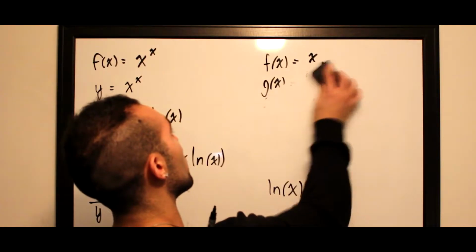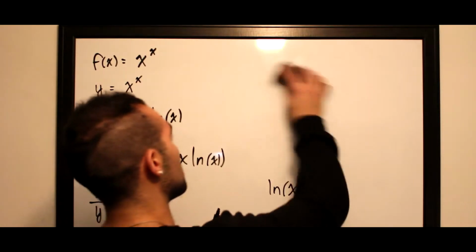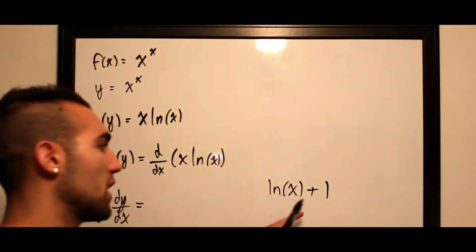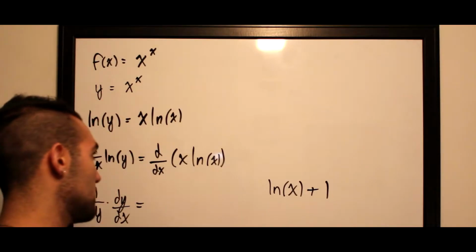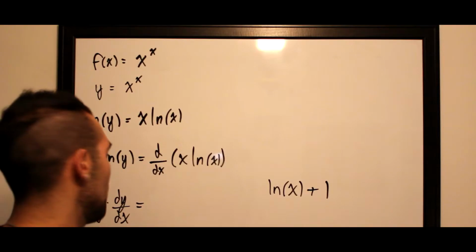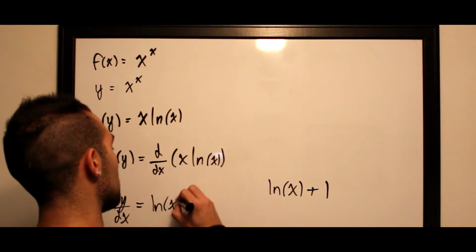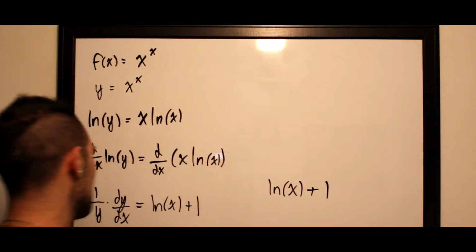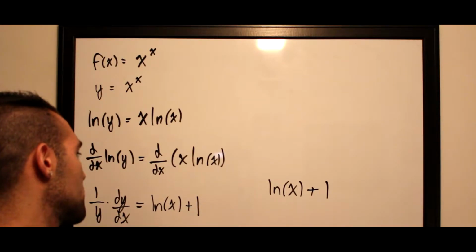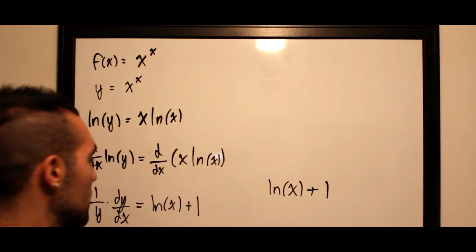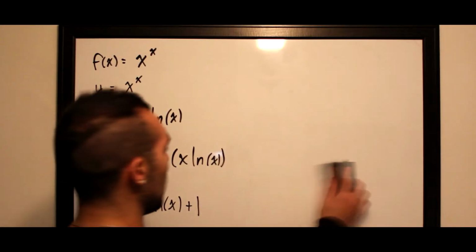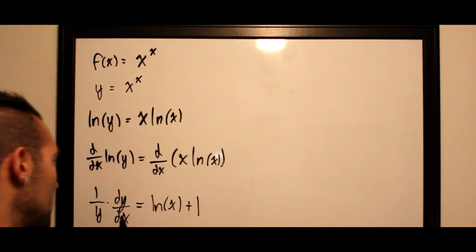So let's go ahead and erase that. And this is essentially what the other side of our equality is going to look like, because this is the derivative of x times ln of x. So ln of x plus 1. So 1 over y times dy by dx is equal to ln of x plus 1. So what we want to do now is isolate for dy by dx.